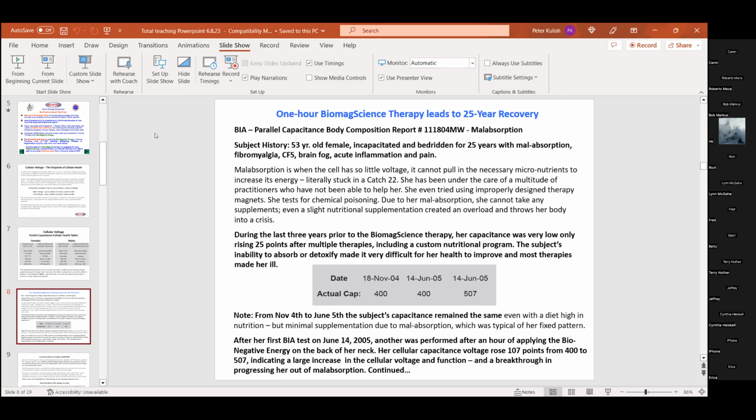The problem with malabsorption is that her cellular voltage had gone down so low that she didn't have enough energy to absorb the nutrients, and particularly the electrolytes, to increase the voltage in her cells, and thereby the cells couldn't get any better. And she was literally stuck for 25 years. I mean, it's just remarkable.